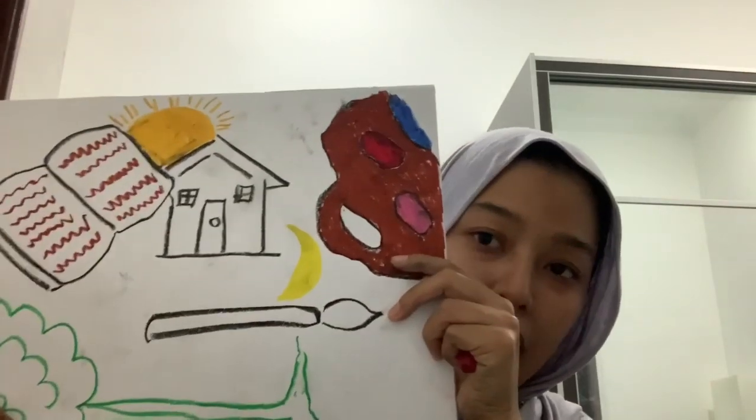Patterns. Okay, now is the interesting part. You can add patterns here. You can add lines to the house. You don't need to color everything. On the house, you can put lines. For the brushes, you don't have to color them, you can just put lines like this. And then the tree, actually it's a cherry tree, so I'm going to put cherries.